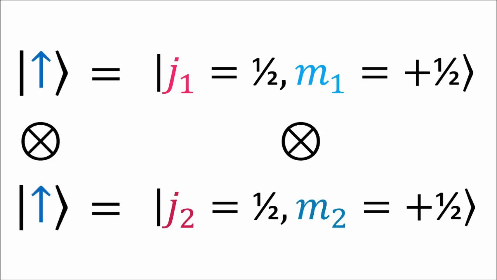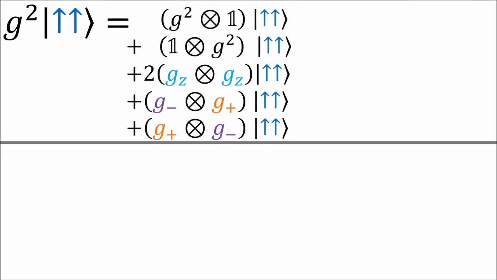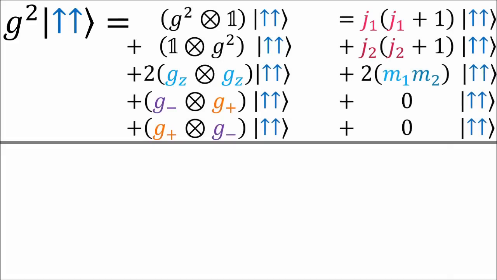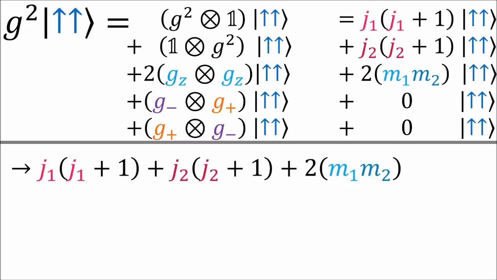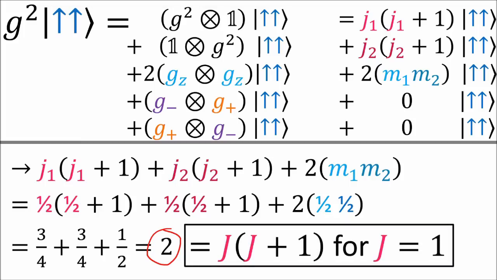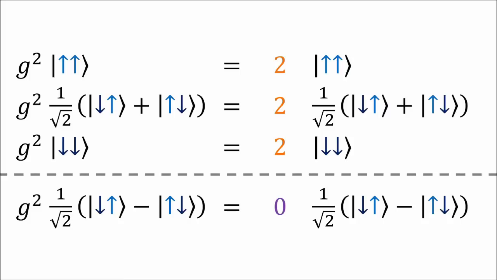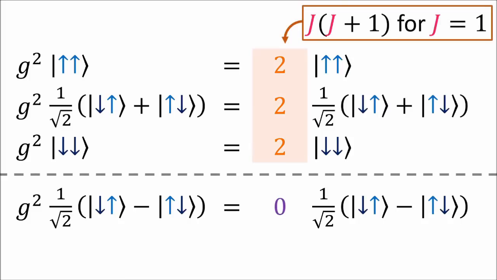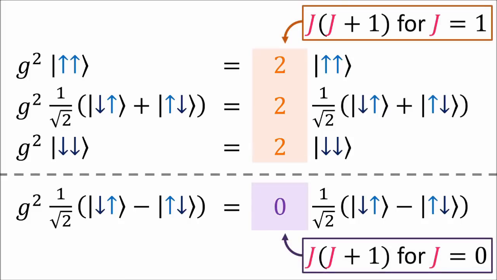Then we can combine them with the tensor product and see what we get when we apply the Casimir operator to it. If we try applying our Casimir operator to the up-up state and sub in all the related values for the first and second particles, we get a result of 2. This is exactly the result we expect for a total angular momentum of capital J equaling 1. We get the same J equals 1 result for all of the triplet states. And for the singlet state, the Casimir operator gives us a J value of 0. So this really is the direct sum of a spin 1 and spin 0 representation, as expected.